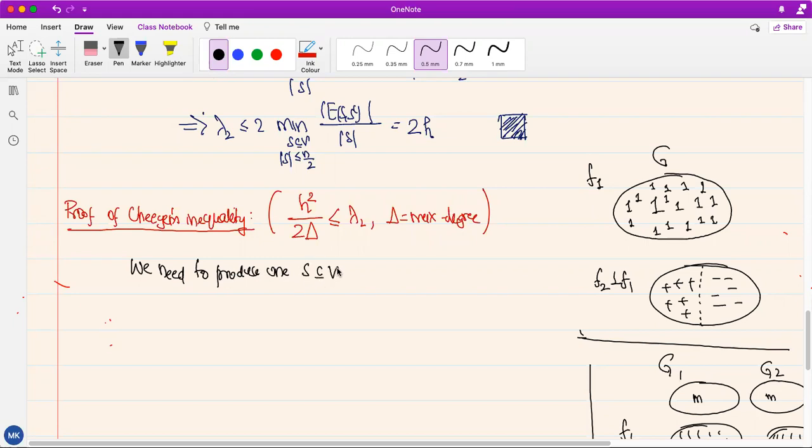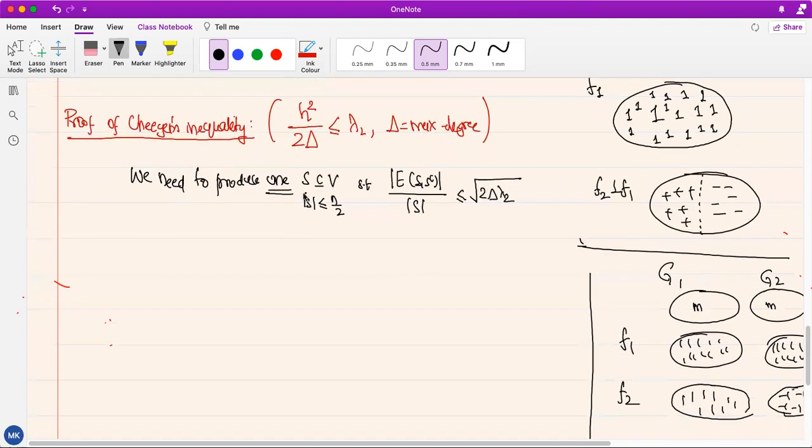One subset S of V with cardinality less than or equal to n by 2 such that the ratio of the number of edges going out to the size of the set is smaller than square root 2 delta lambda 2. Agree? You want to say H is smaller than square root 2 delta lambda 2. That means there is some set S such that this is smaller because this is a minimum. It's not that all sets have to be small. Just produce one such set so that this is small.